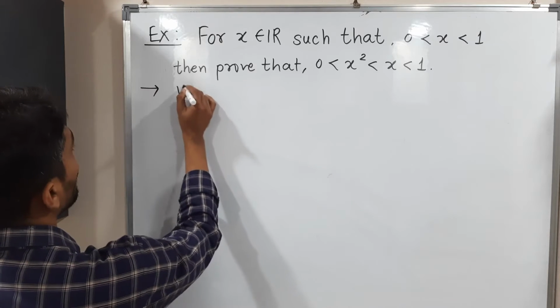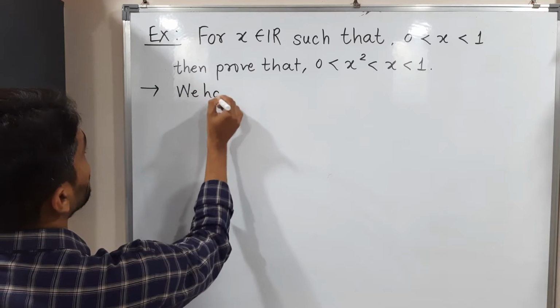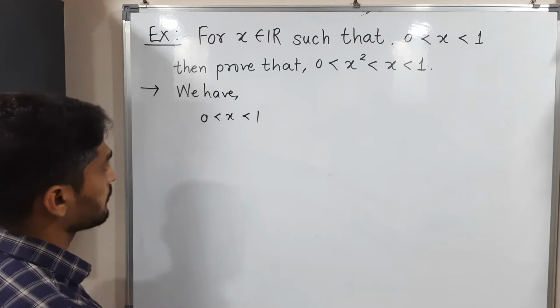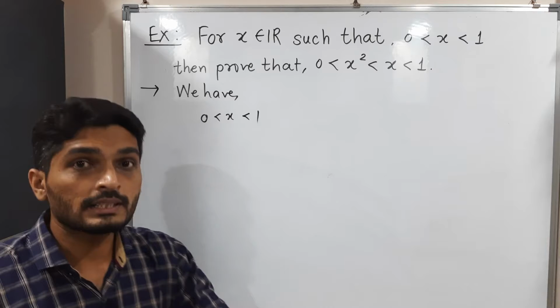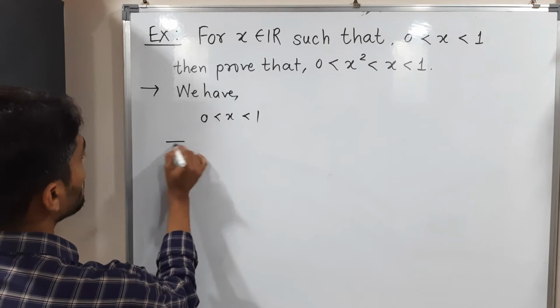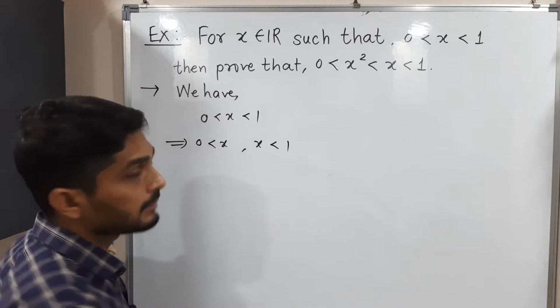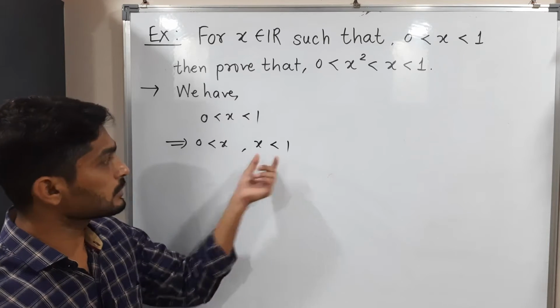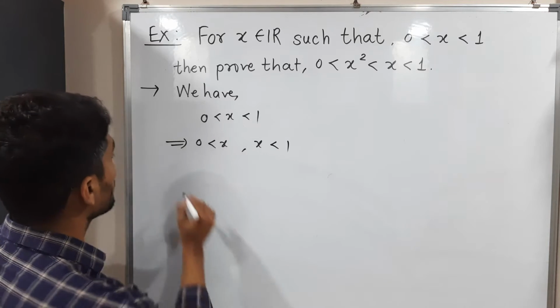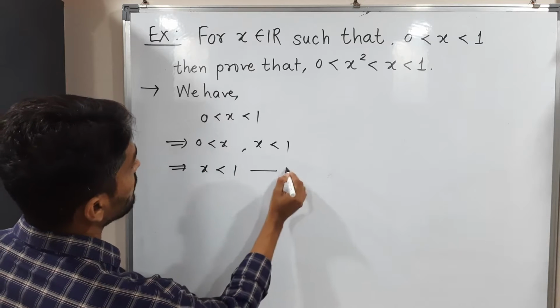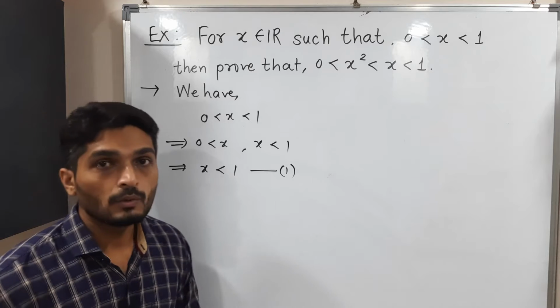We have 0 < x < 1. Actually, two things are there. It means 0 < x, and the second thing is x < 1. I will focus only on x < 1. So that is x < 1. I will call it inequality number 1.